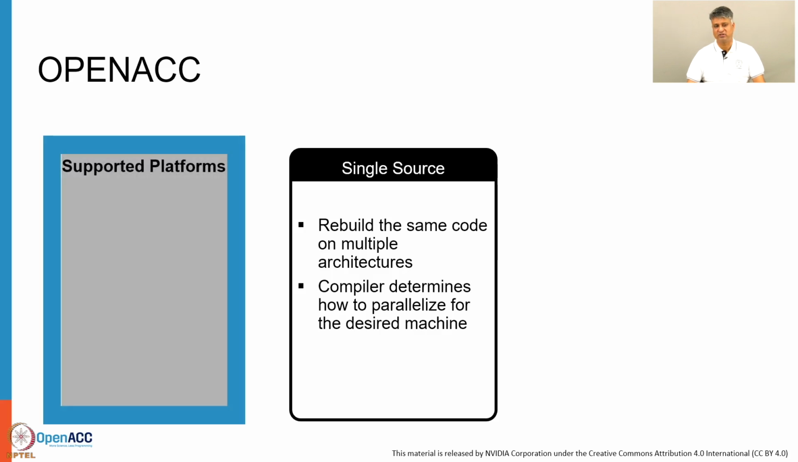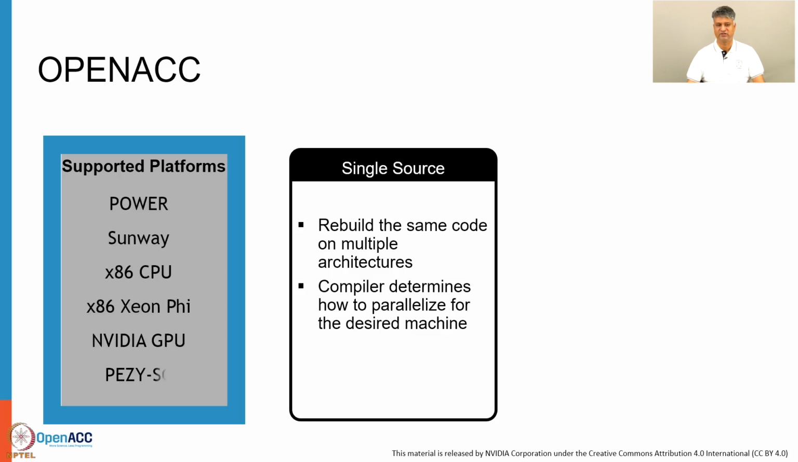So the next natural question is, what are the different architectures that are supported by OpenACC? You have all these CPUs and GPUs which are now supported by OpenACC. Obviously, the list is not exhaustive, and in the future newer architectures could come for which support would need to be added. But today, the most popular architectures like Power, x86, x86 Xeon Phi, NVIDIA, and so on and so forth, are covered.